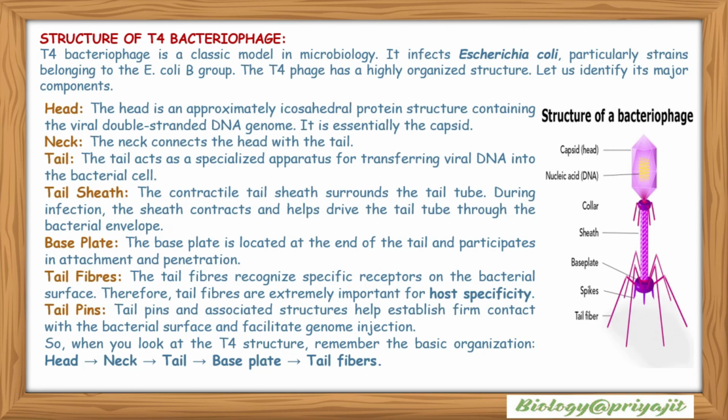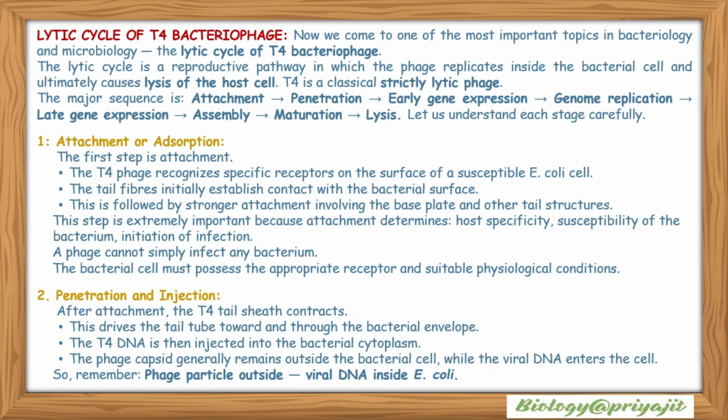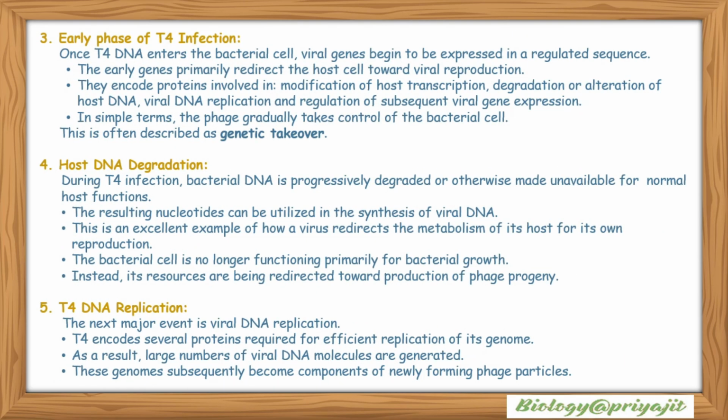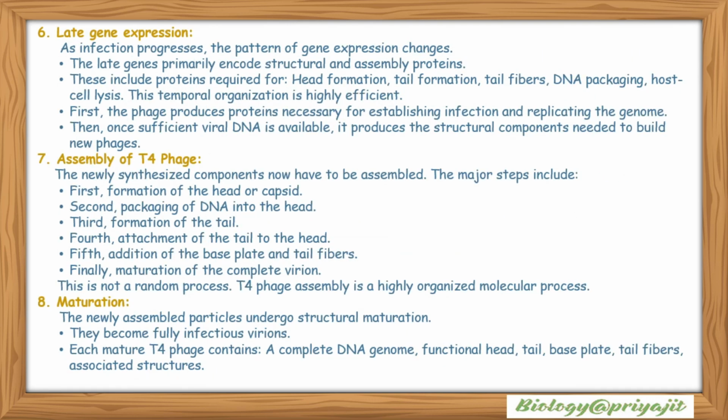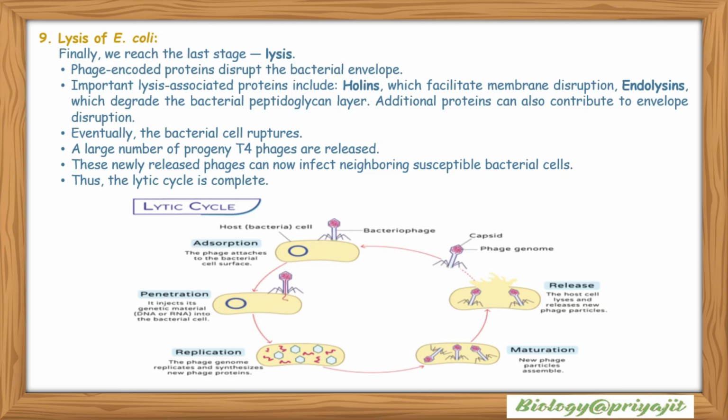Structure of T4 bacteriophage, which includes head, neck, tail sheath, base plate, tail fibers, and tail pins. Lytic cycle of T4 bacteriophage. The steps are attachment or adsorption, penetration, and injection of the viral genome. Early phase of T4 infection, then host DNA degradation, T4 DNA replication, late gene expression, assembly of T4 phage, maturation, and lysis of the E. coli cell. Thus, the lytic cycle is complete.